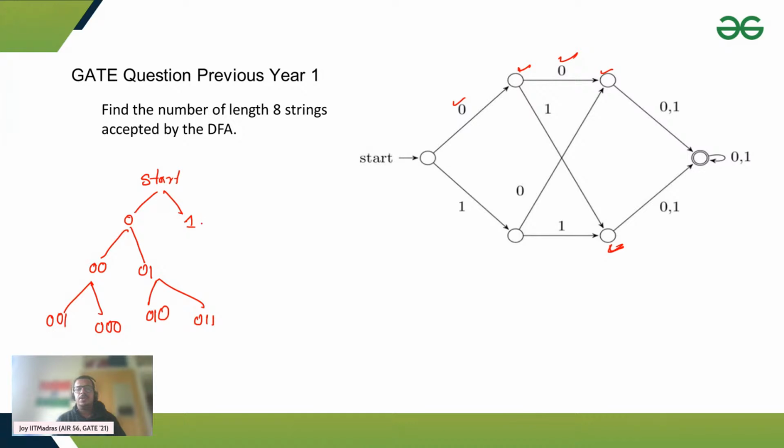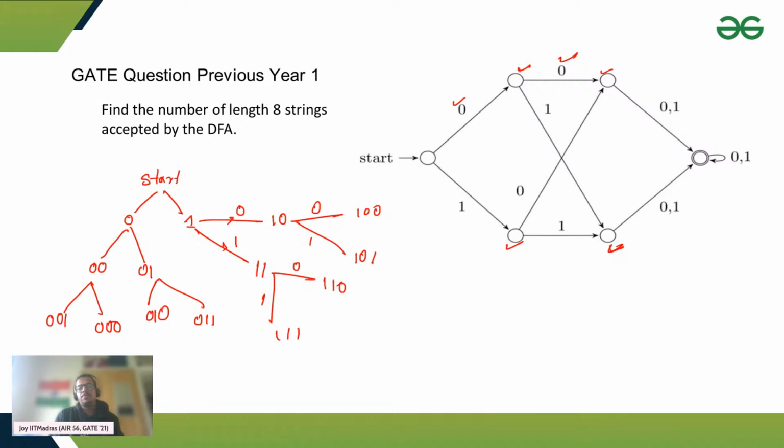If we are starting with 1, then we'll reach here. And then we have two options. One is to get a 0, another one is to get a 1. If we are getting a 0, then we'll reach here, and it means 1, 0, and this one means 1, 1. And from here also we have two ways. Upon getting 0, we'll be getting 1, 0, 0. Upon getting 1, we'll be getting 1, 0, 1. And from here we'll be having two options, 0 or 1. So upon getting 0, we'll be having 1, 1, 0. Upon getting 1, we'll be going to 1, 1, 1.